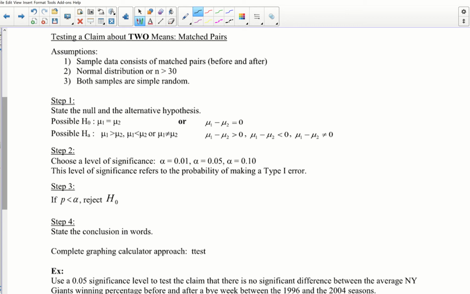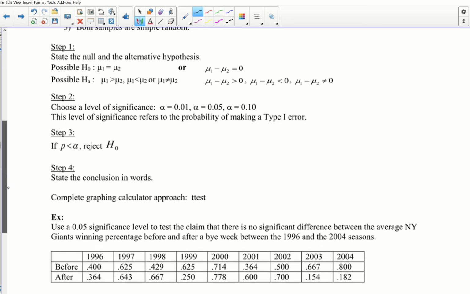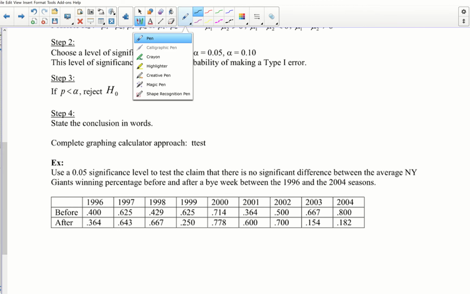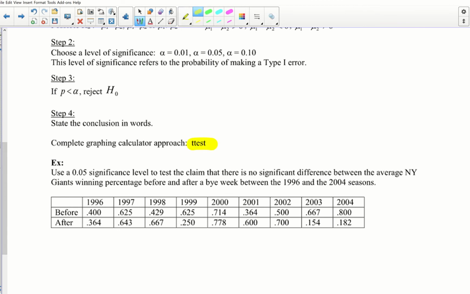Null and alternative hypotheses are going to work pretty much the same way as it did for the population proportions, except we're using mu's instead of p's. But the alpha value, how the p-value works, how we state the conclusion, that's all the same. All right? And surprisingly, there isn't a unique test in our calculator for this. It's a t-test. All right? We've used this before. But this time we're gonna use it a little bit differently.